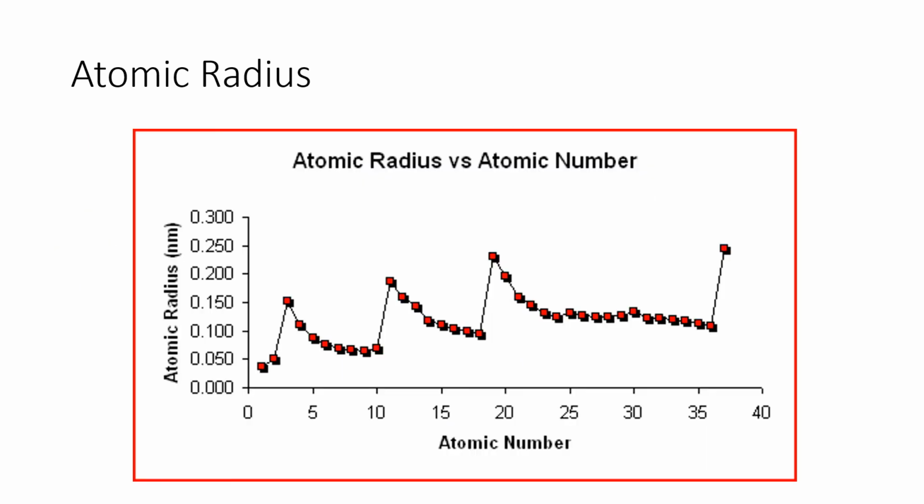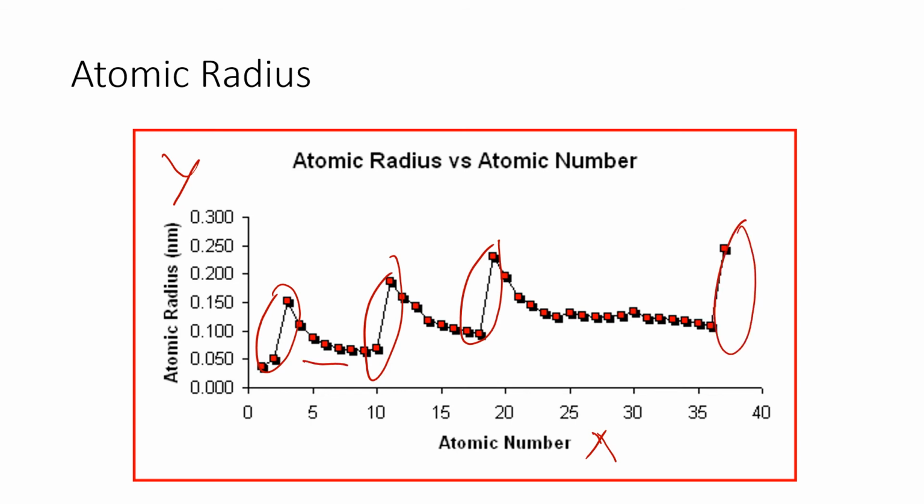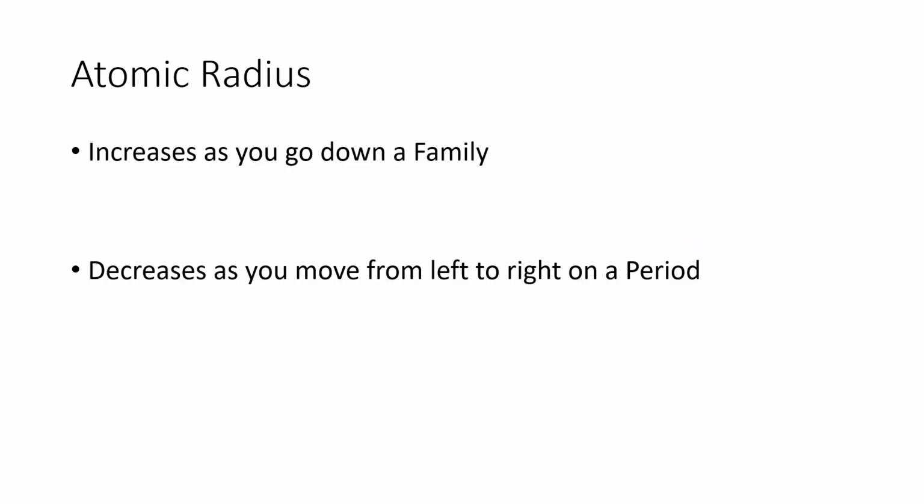So again, let's try to interpret this graph. Your x-axis is the atomic number. Your y-axis is your atomic radius. So why is it increasing? Why does it dramatically increase here, here, here, and here? And why is it decreasing as you go here? Okay, so just kind of keep those. You should know why. But what's happening here that is actually increasing the atomic radius. It increases as you go down a family and decreases as you move from left to right on a period.